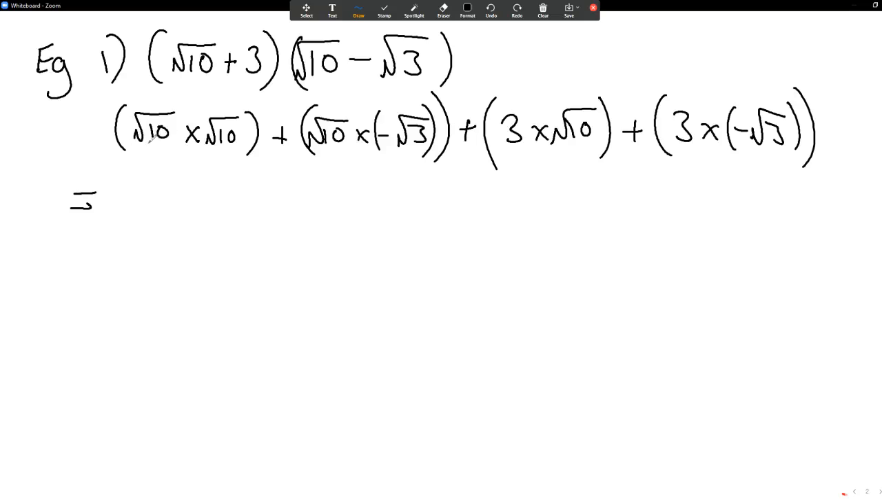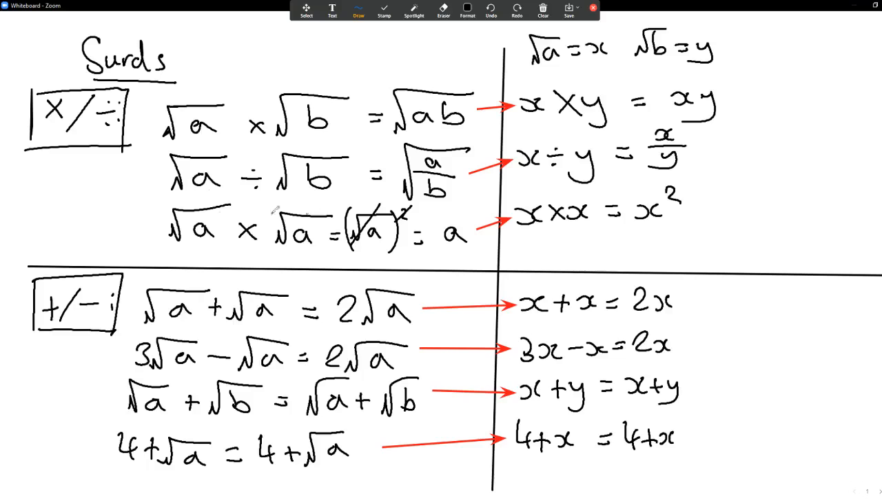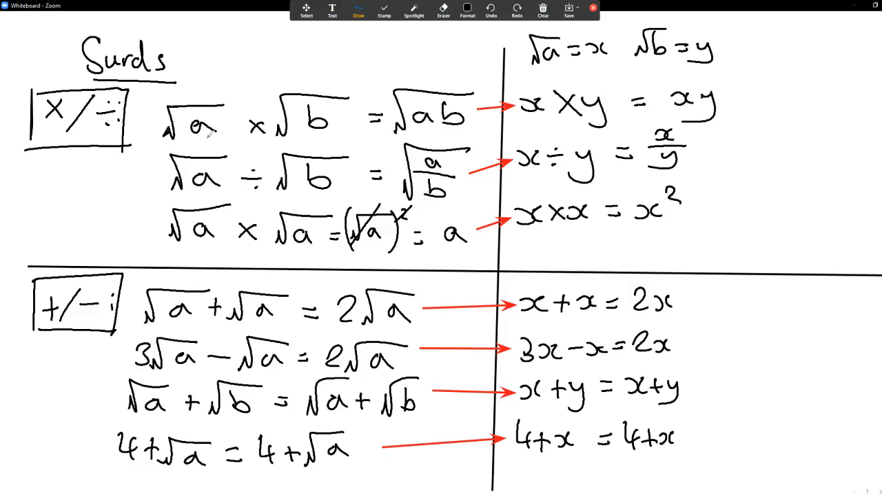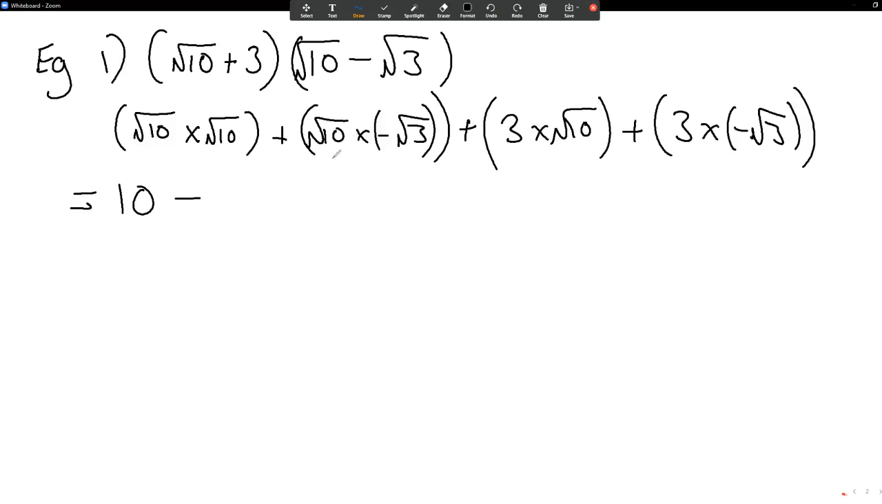So if we have root 10 times root 10, well, remember when you multiply a surd by itself, you just get the thing inside the surd. So we'll just get 10. Okay, here, in fact, this will be a minus because we're multiplying a negative by a non-negative. This time, remember we can use this rule here when you're multiplying two different surds, you can put it all under a surd. So we can get 3 times 10, so 30 under this surd.